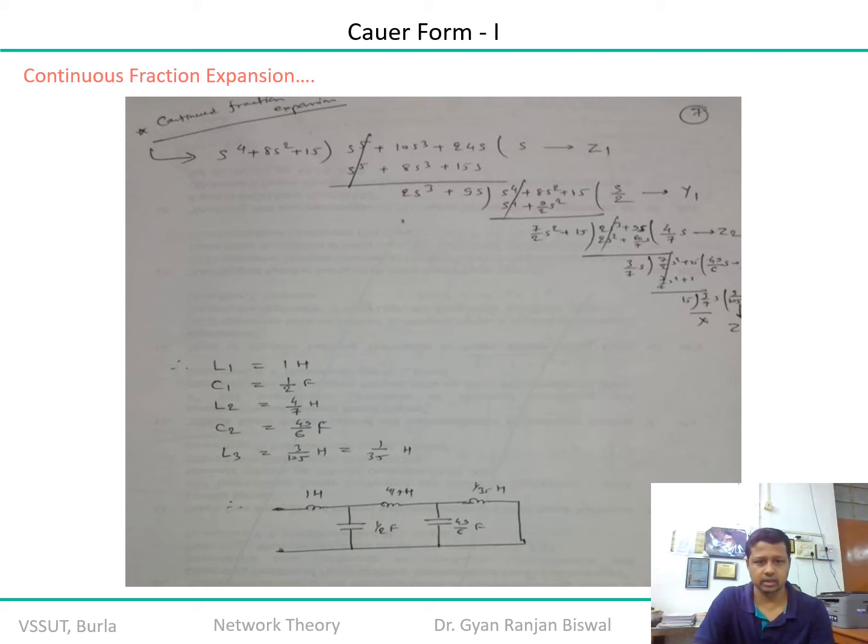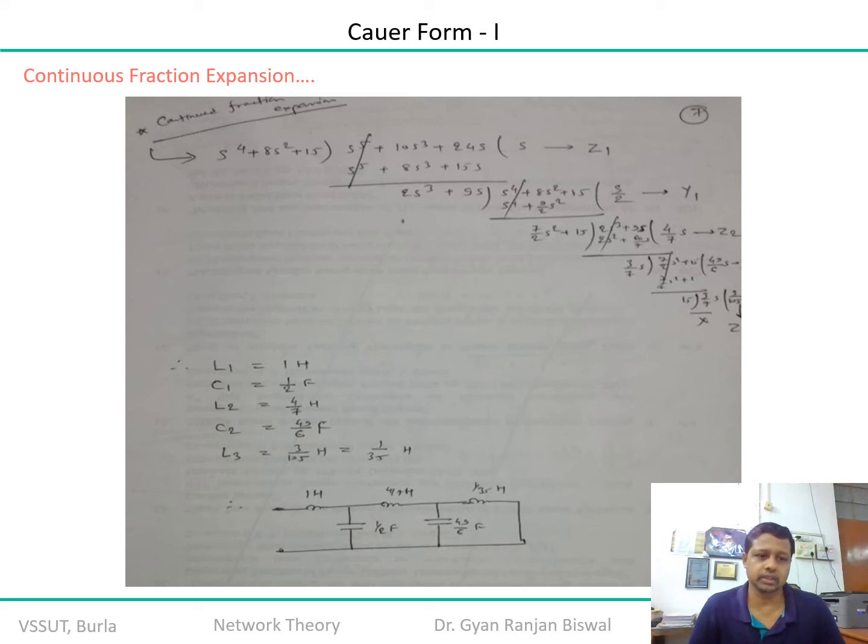It comes in a ladder structure with 1 by 2 farad. L2 in ladder structure with C2, and the last is the L3, because there is a zero which is terminating at infinity, there is no pole, so in this case it is 1 by 35 Henry. There is no pole at infinity, that is being removed, so this structure is satisfying the requirement. This network is satisfying the requirement of Cauer form 1, or in other words, the CF1.